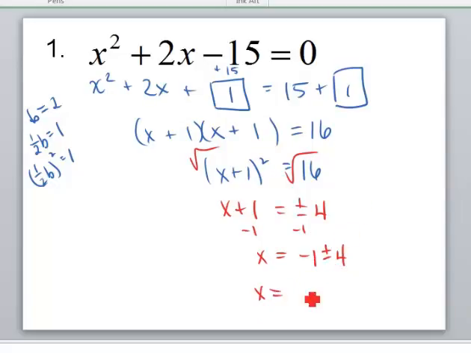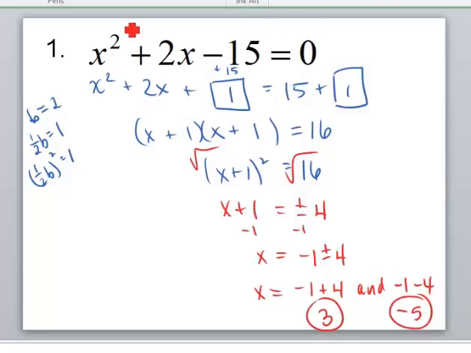So my answer ends up being negative 1 plus 4 and negative 1 minus 4, so I get the answers of negative 5 and positive 3. One of the things I want to mention in this video is how I would not have solved this using completing the square. I would have simply factored this. It's much easier to factor this to come up with your answers. Notice how you still get negative 5 and positive 3. It's a lot less work.